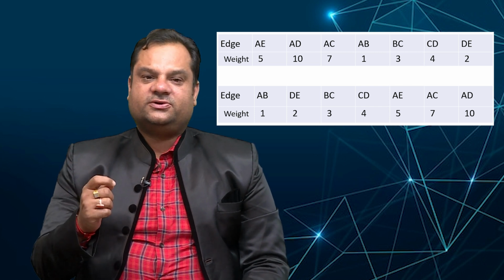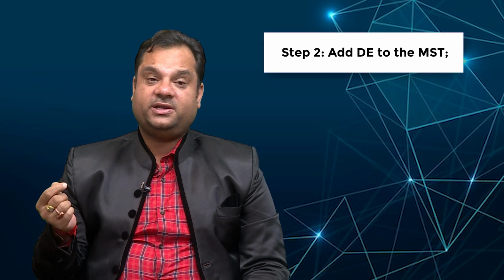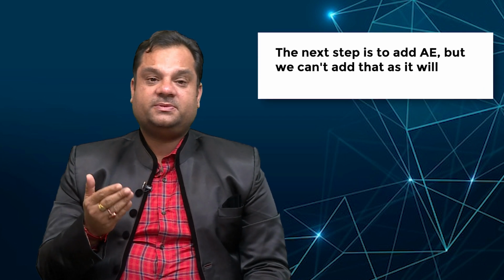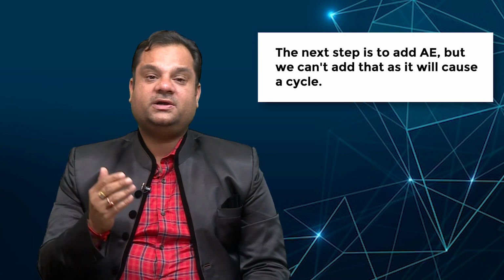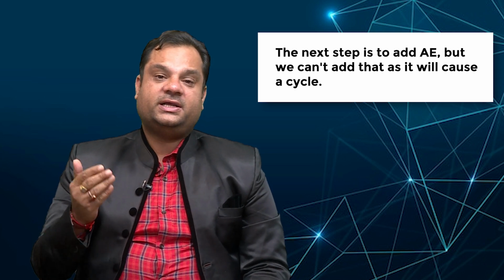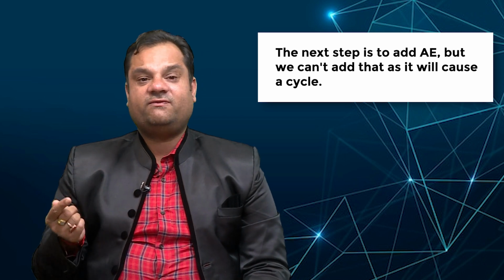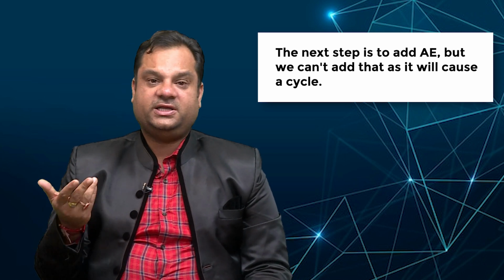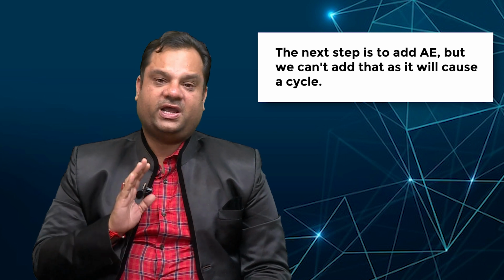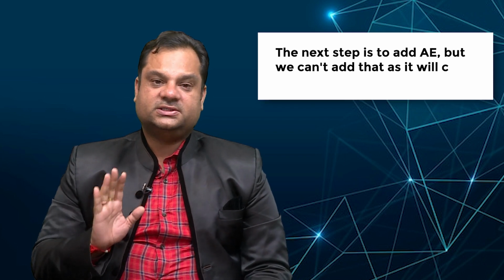How to construct the tree? In step 1, add AB to the minimum spanning tree, then add DE, and then add BC to the minimum spanning tree. The next edge is AE, but we can't add it as it will cause a cycle. When connecting vertices by edges forms a cycle, we have to forget that edge; we can't consider it.